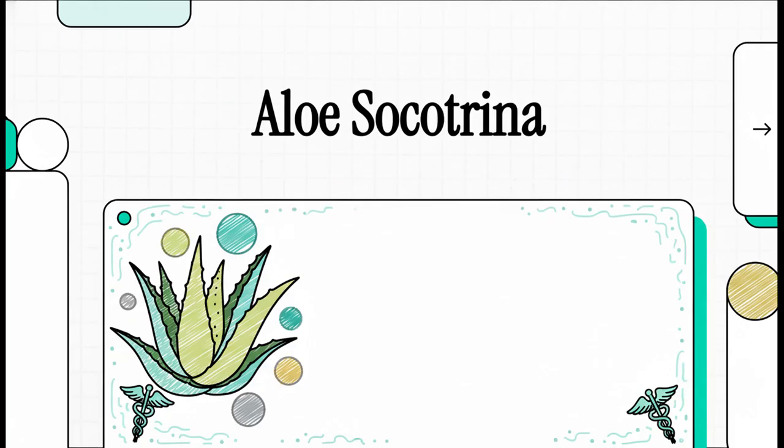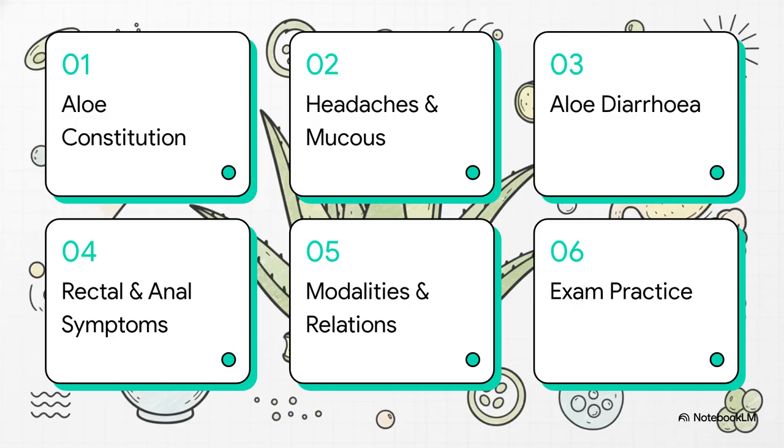So let's get started. Here's how we're going to break it down. We'll kick things off with the patient's constitution, the type of person who needs aloe. Then we'll get into its action on headaches and the gut, which is huge. After that, we'll zero in on those critical rectal symptoms, look at its modalities and key remedy relationships, and then wrap up with some practice questions to make sure all this knowledge really sticks.